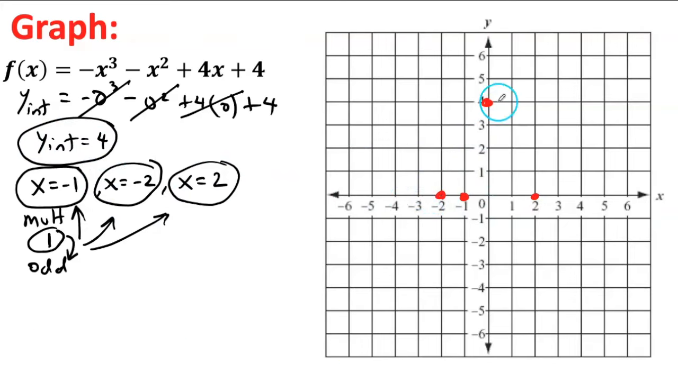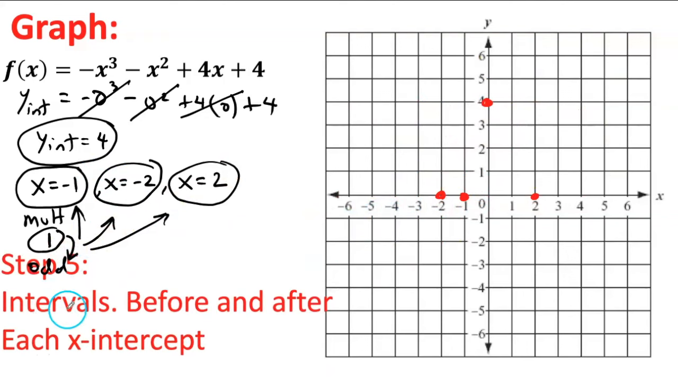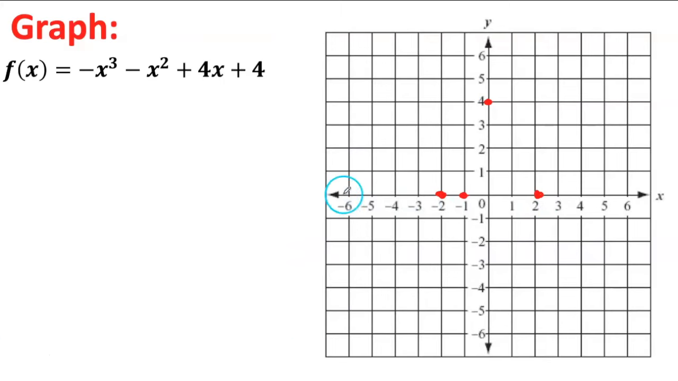Now that I plot this information on my graph, I need more points. So I need to find intervals. What are these? Before and after every x-intercept. Now let's get our intervals and test values in between those intervals.